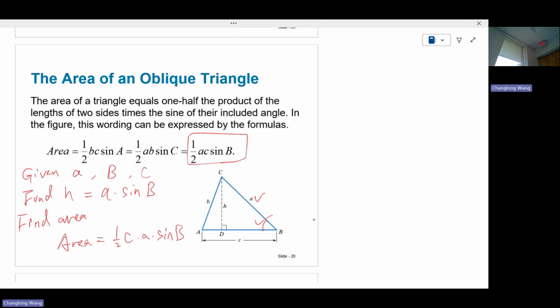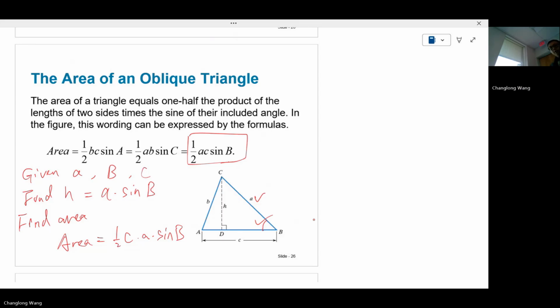Take a look at this. AB, sine angle C. C is right on the top, right? The sides are A and B. The angle C is in between. The last one, side A and C, and the angle B is in between. And you always have that magical factor 1/2.